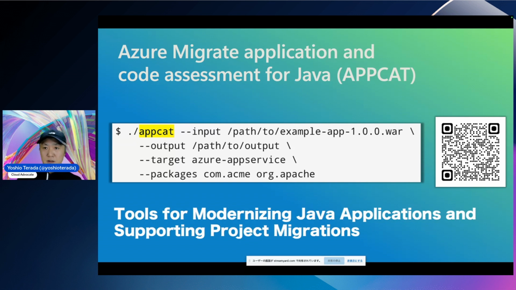By using this tool, AppCat, which has been extended, you can analyze the source code and the artifact. Which system do you want to migrate, and which cloud environment do you want to move to? By specifying the target, the tool will inform you of the necessary changes and points of caution for the migration destination. Now I'd like to show you the demo for this AppCat.